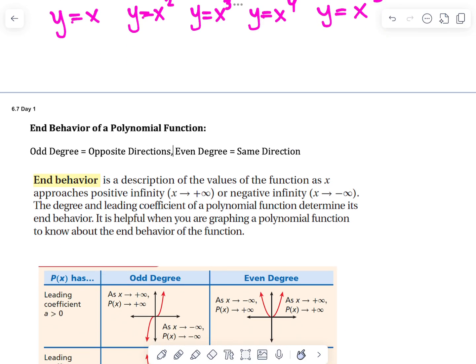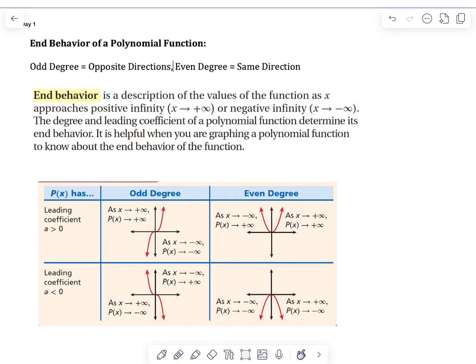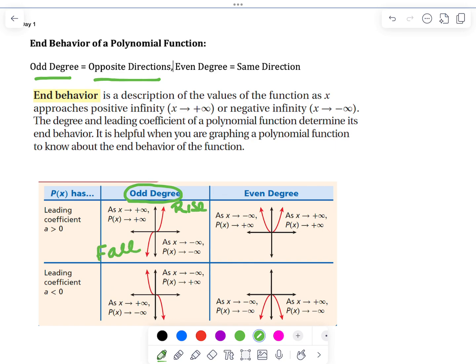End behavior is going to be used to graph polynomial functions. So there's a table here that shows you the end behavior of 4 graphs. When the degree is odd, the end behavior is going to be opposite direction. So here are 2 examples of odd degree polynomials. Notice it is rising on the right side and then falling on the left.